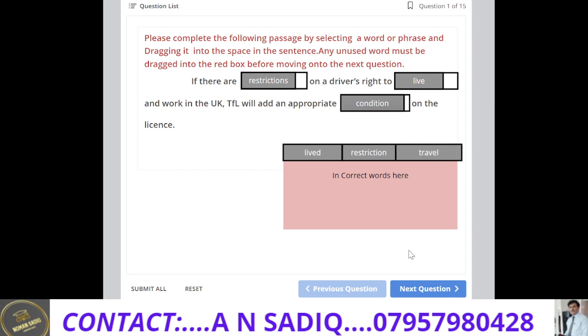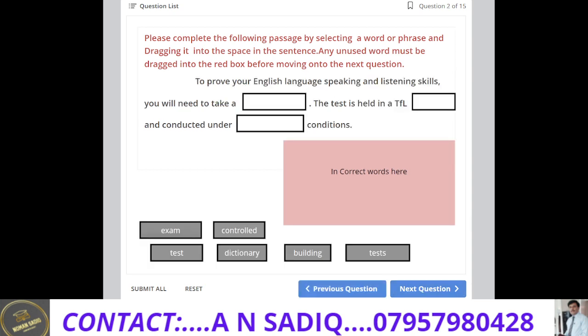Now let's move to the next question. So you just need to press this button, the next button. So here comes the next question. Now the next question says, to prove your English language speaking and listening skills, you will need to take, then there is a blank space. The test is held in TFL, again there is a blank space, and conducted under blank space conditions.